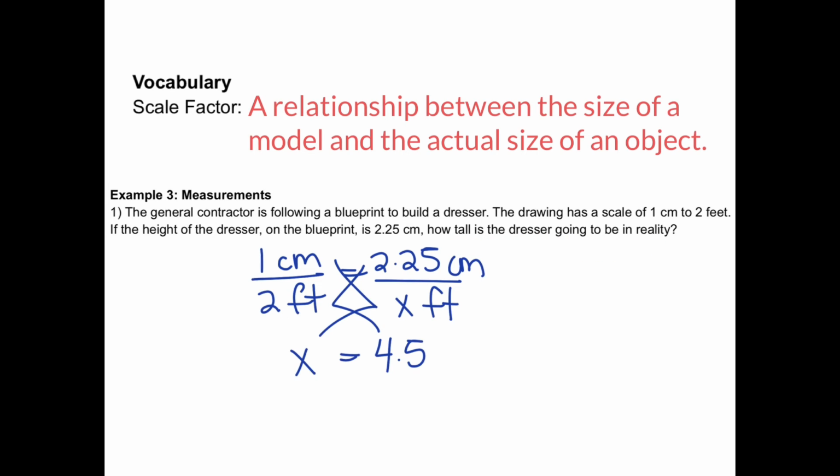So in real life, the dresser is going to be 4.5 feet. And I believe this is height, so 4.5 feet tall. Next example. An architect needs to build a model of a proposed building to show his bosses. His model will use a scale factor of 1 inch to 32 feet. If the real building is going to be on a stretch of road that is 550 feet, how long of a road does the model need to be?